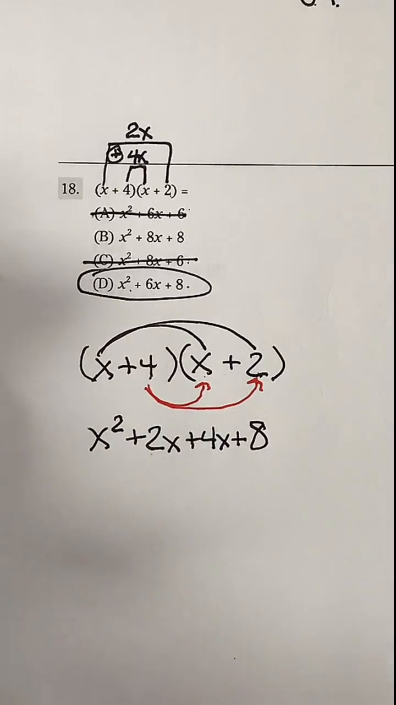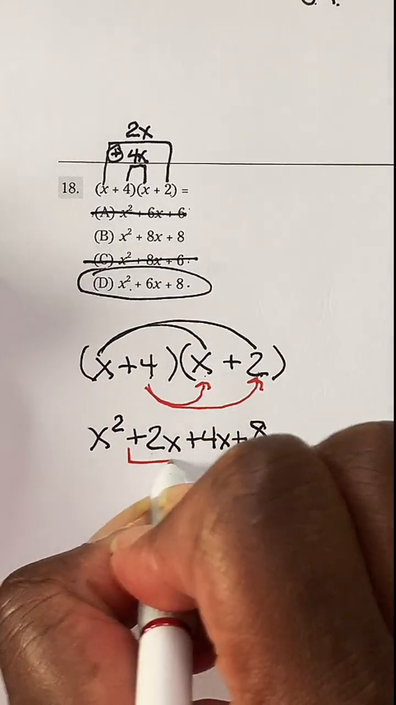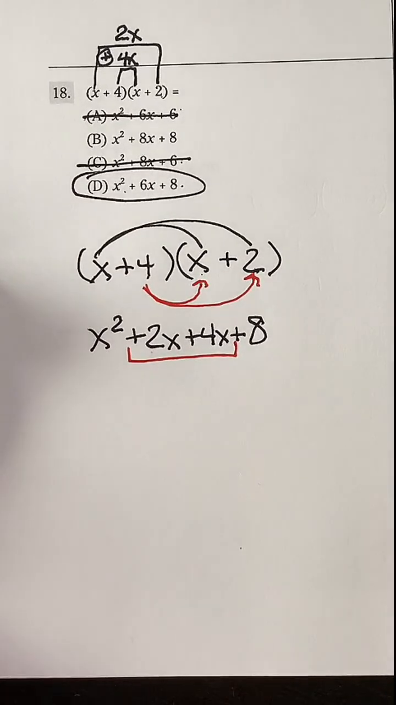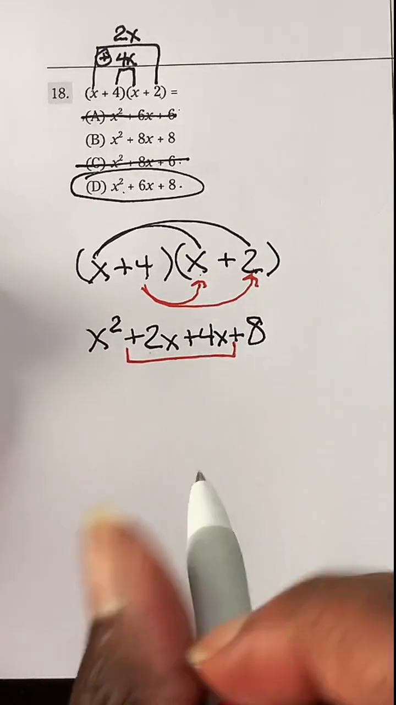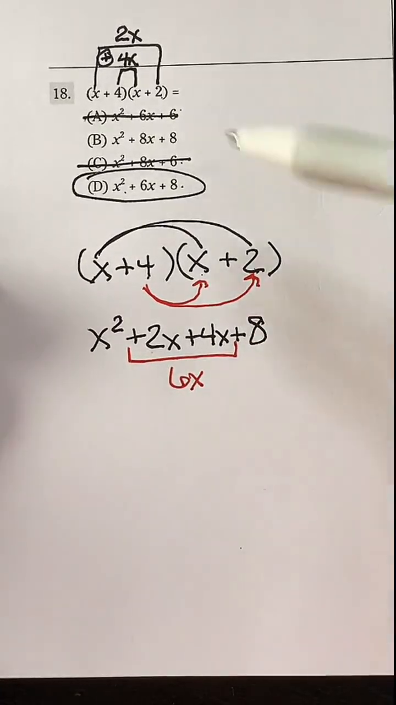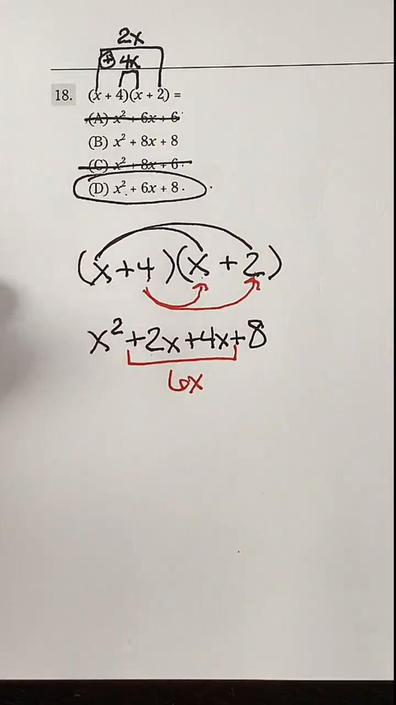So right smack in the middle right here, we're going to add those two together because they're like terms. So 2x plus 4x, that's where the 6x came from. And that's why your answer choice is D.